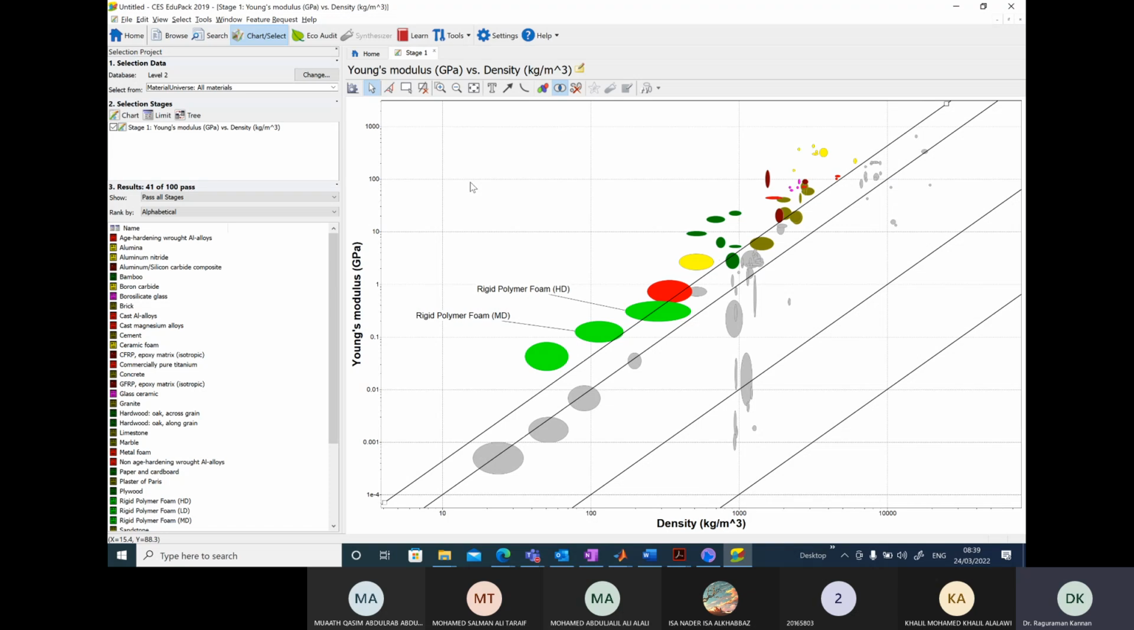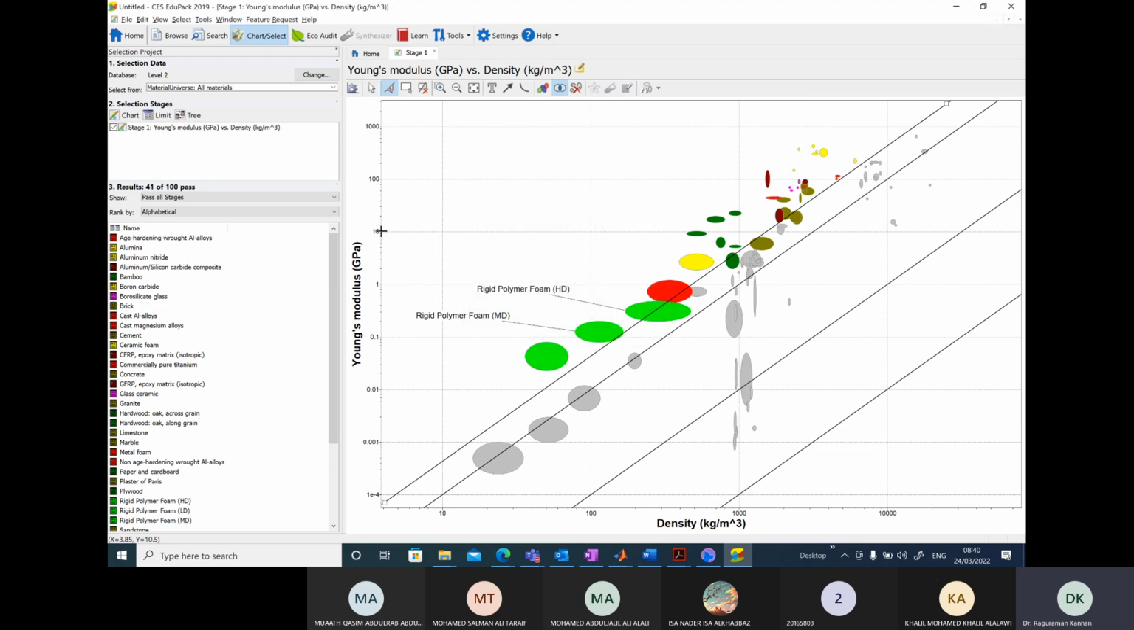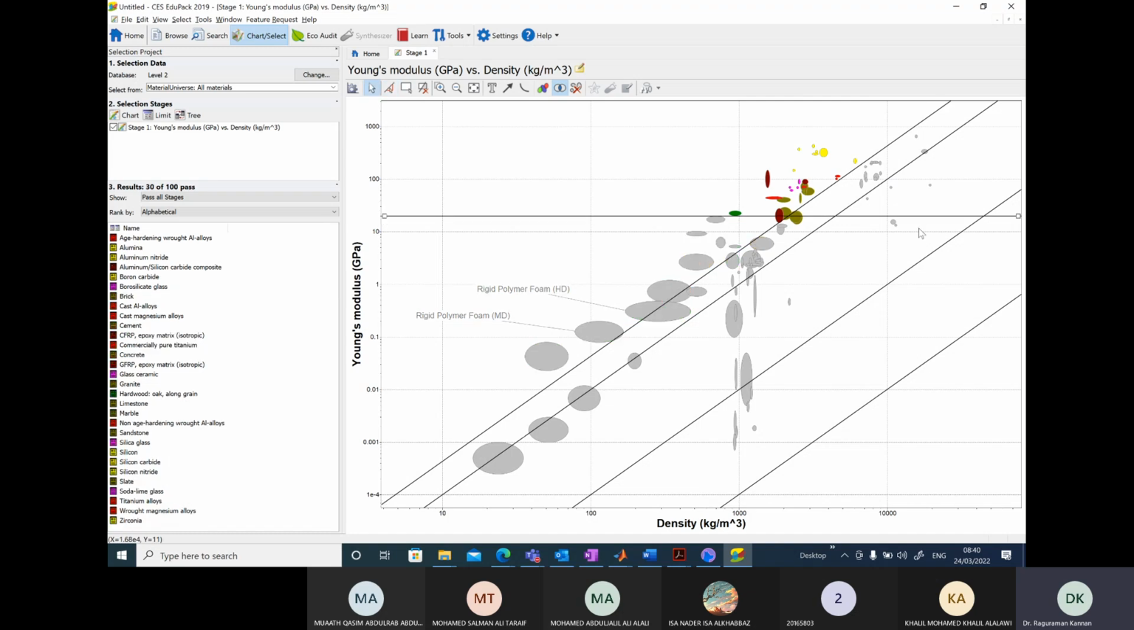So in that case, let's see if I draw a line here with 0 slope. Okay, so you can see a horizontal line. Now in this area, I will be able to select whatever materials I want. So this is how you have to justify. Depending upon the application, you choose appropriate materials.